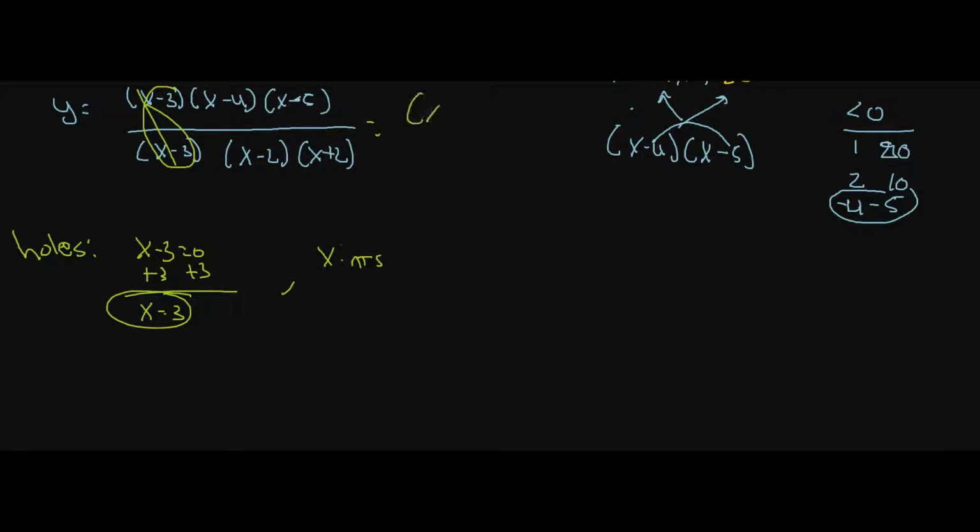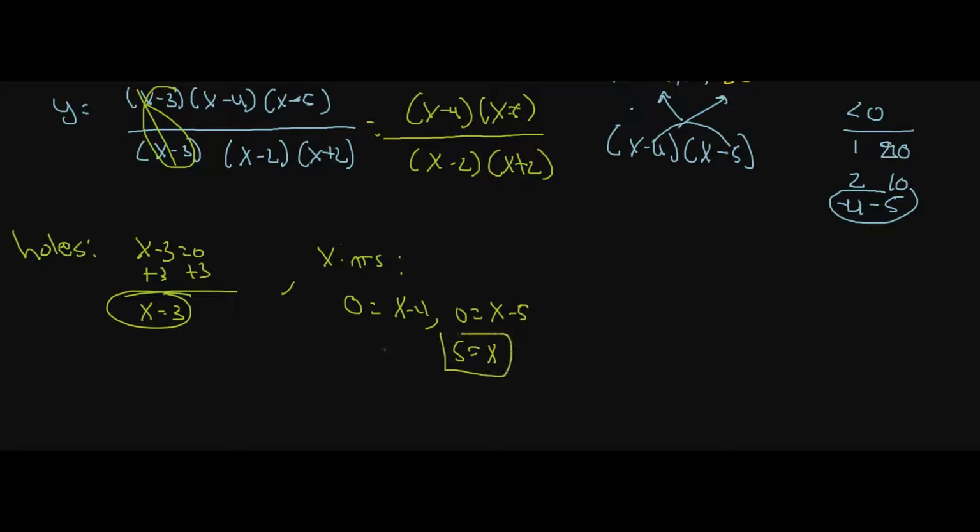I'll just rewrite this once we've canceled them out as x minus 4, x minus 5 over x minus 2 and x plus 2. The x-intercepts are 0 equals x minus 4, and 0 equals x minus 5. So x equals 5, and x equals 4. Well, that's great. And now we find our vertical asymptotes.